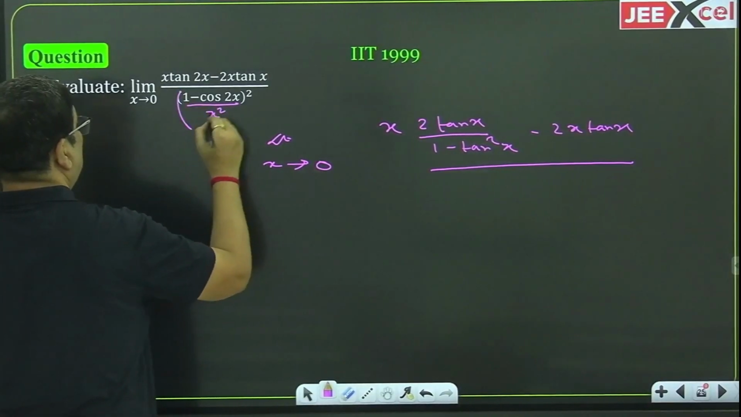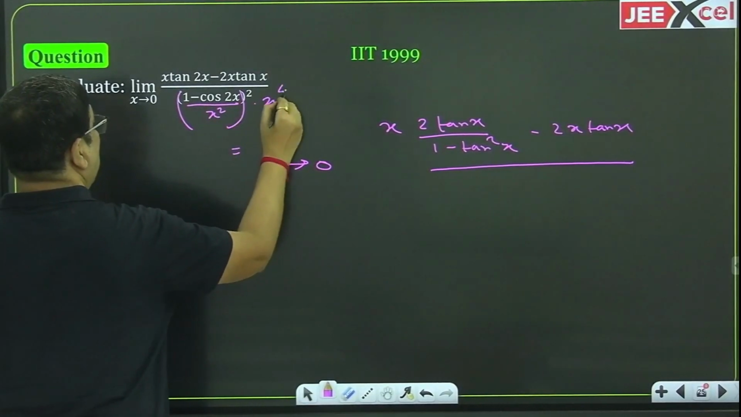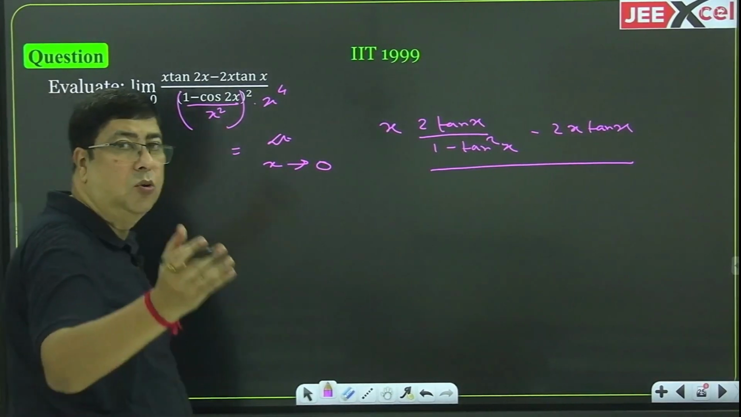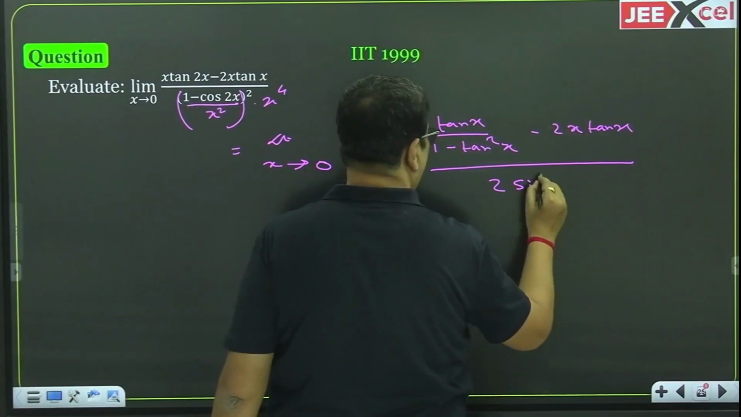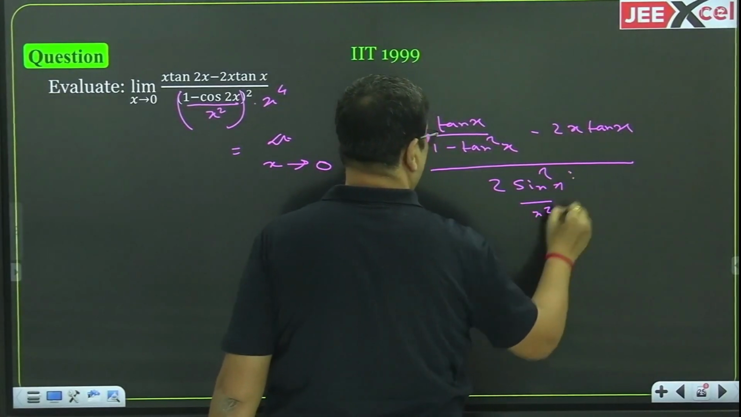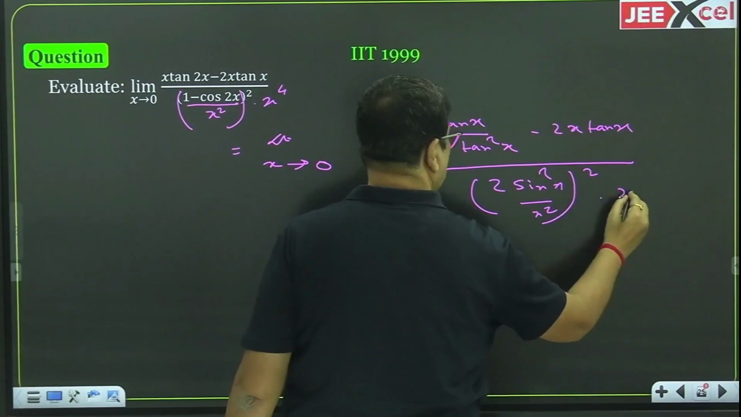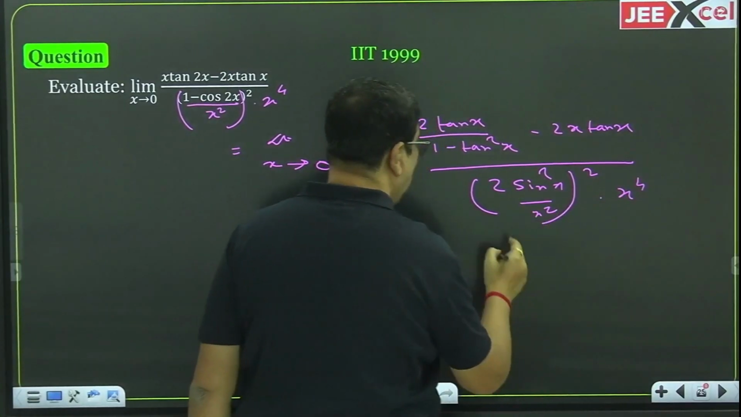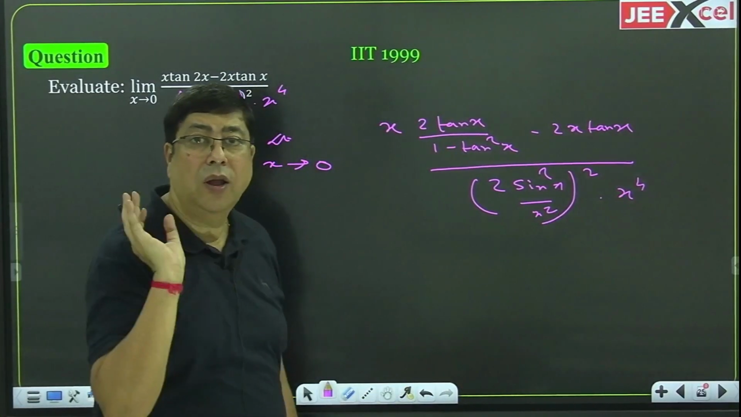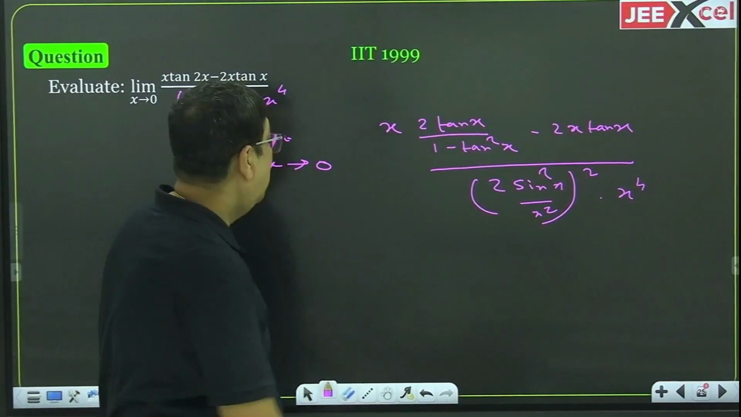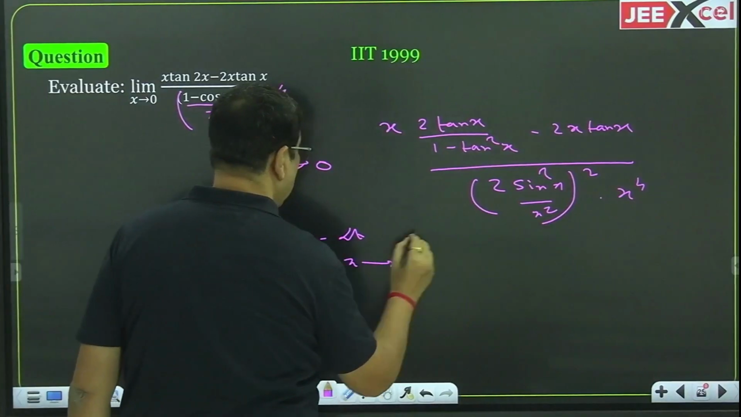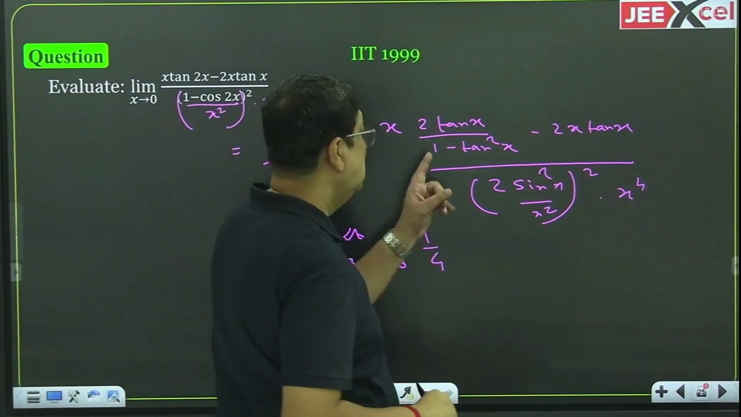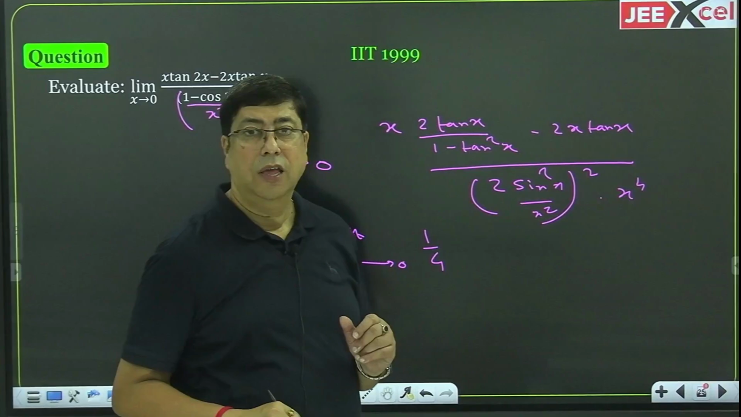Okay, x square, so balance with x to the power 4, 1 minus cos 2x is 2 sin square x. So here we can write 2 sin square x by x square whole square into x to the power 4. So sin x by x is 1, so the denominator is giving us 1/4. Therefore you can say limit x tend to 0, 1/4 is coming. You should learn trigonometry well for this.